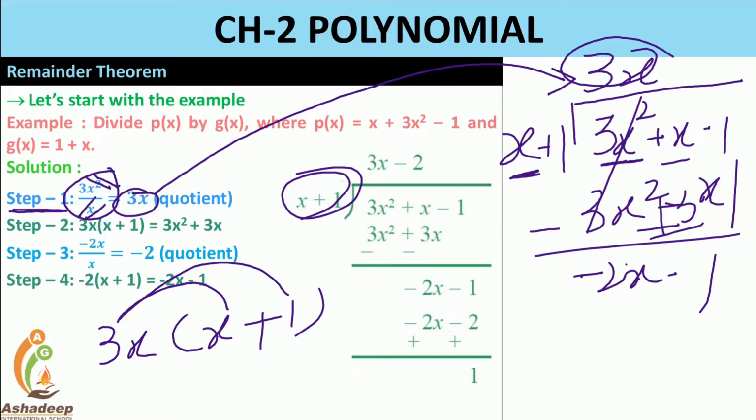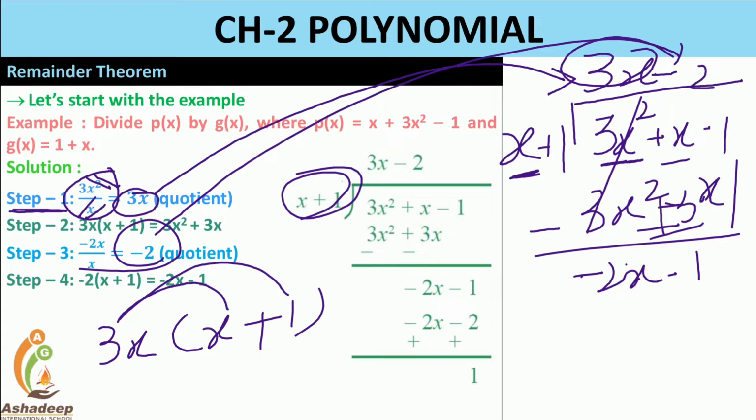Now the second step is the same. Minus 2x upon x, minus 2x upon x. So minus 2x upon x is nothing but minus 2. So minus 2 goes into the quotient. So minus 2.